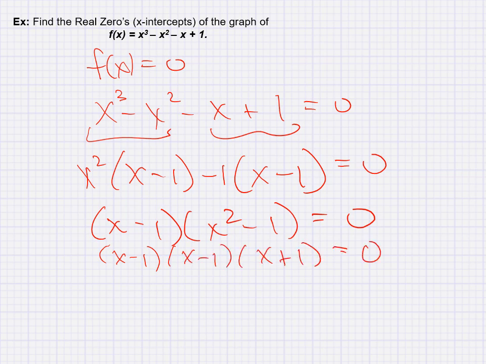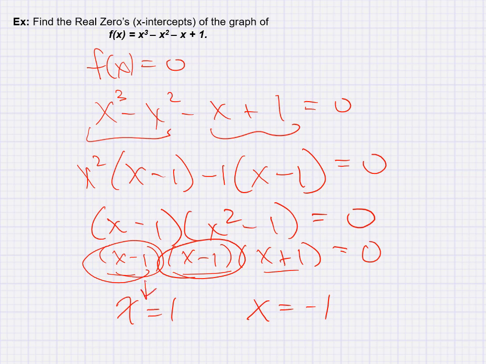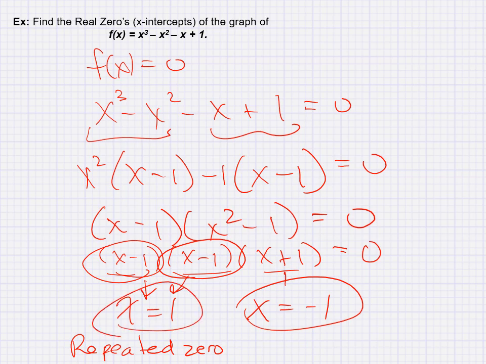And now that I have it factored completely, I set each one of my factors equal to 0 using that zero product property you learned in algebra. And I would get x equals 1 and x equals negative 1. Notice this factor and this factor yield the same 0. So this is a repeated 0, while this 0 comes from this factor and only occurred once. We'll talk about that in a little bit.